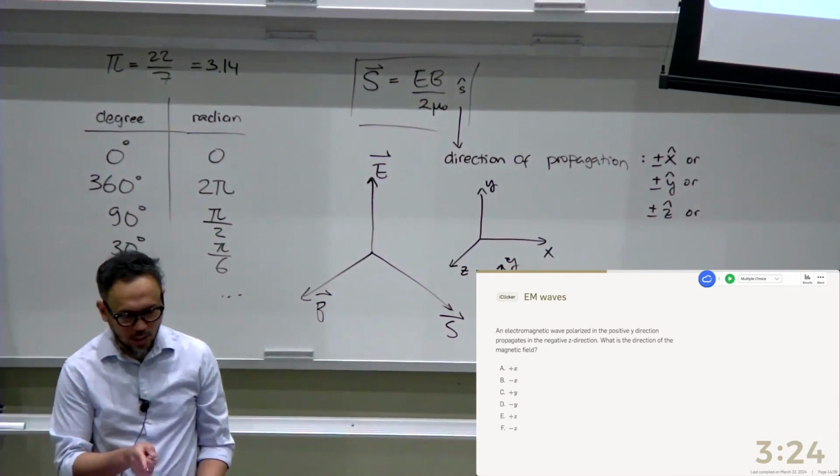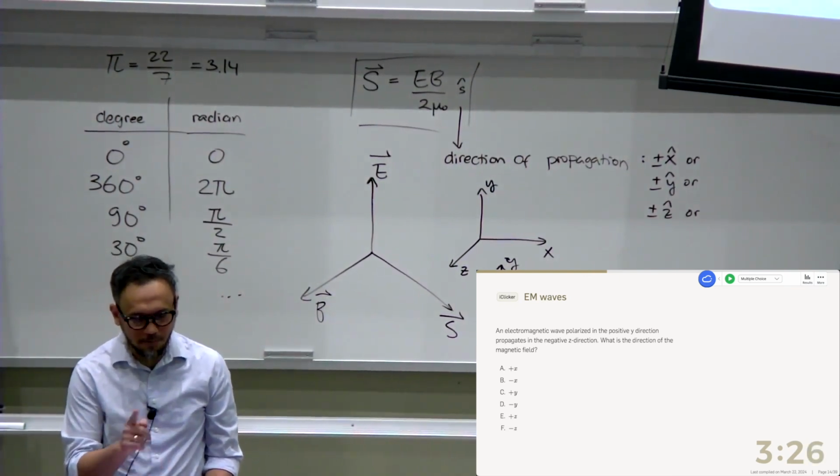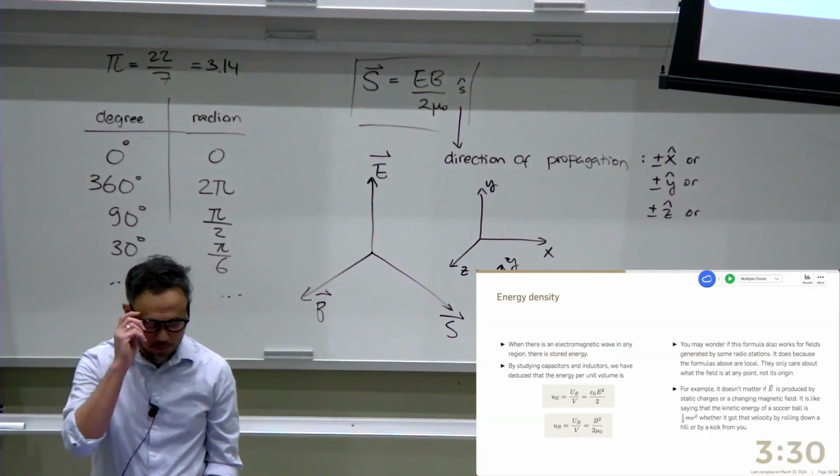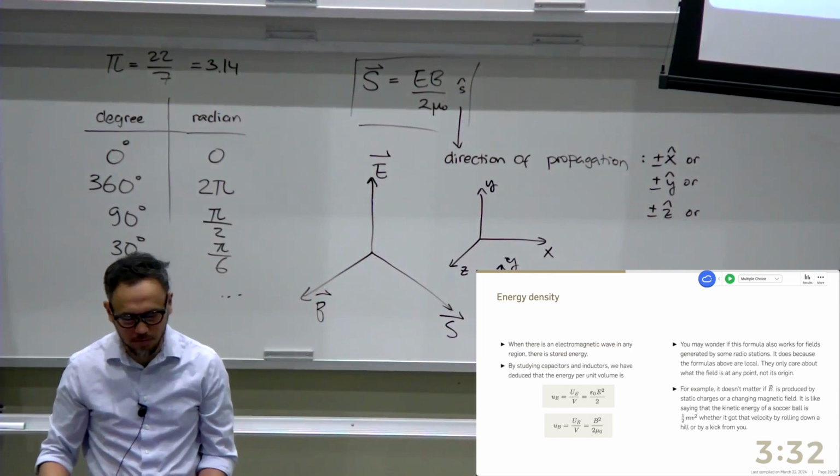And this one, if you learn from the previous problem, then you should be able to do this problem.